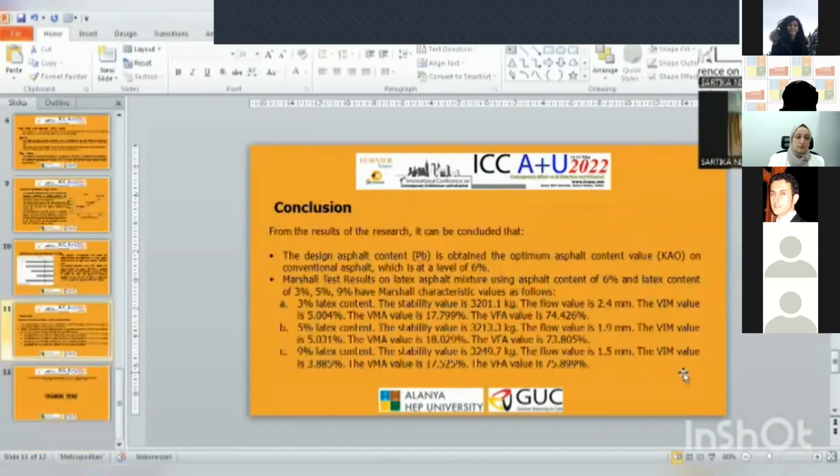And then the conclusion. From the result of the research, it can be concluded that the design asphalt content, or the optimum asphalt content value KAO, on conventional asphalt is at a level of 6%.